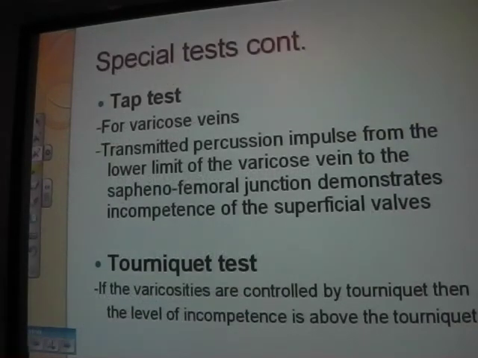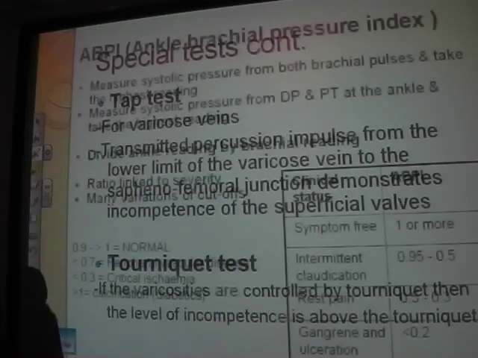And then there's other various special tests which you're very unlikely to have to do, but you just need to know that they exist basically, and they're mainly for varicose veins. I've never heard of an OSCE on varicose veins, so they're unlikely to come up.